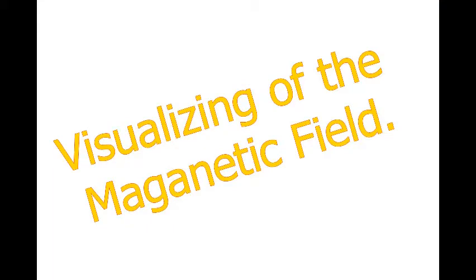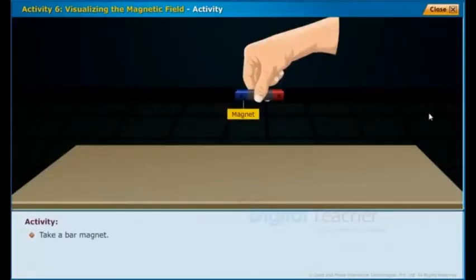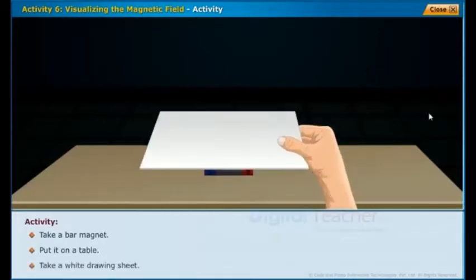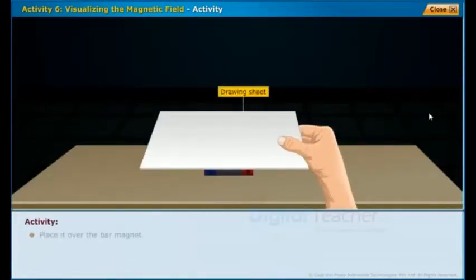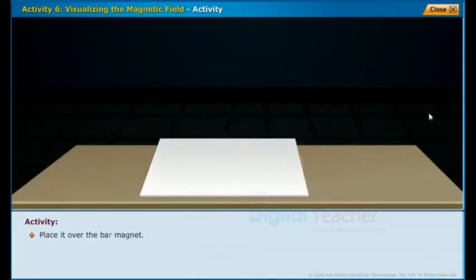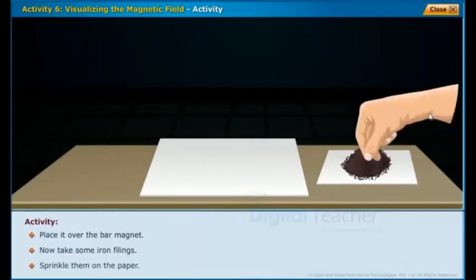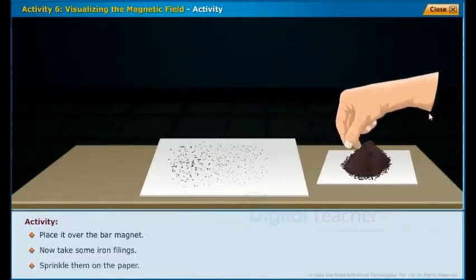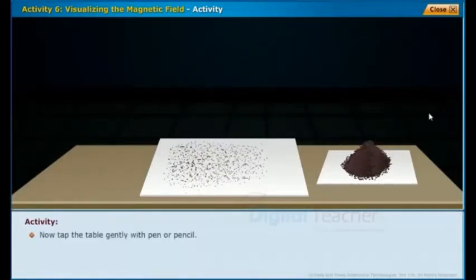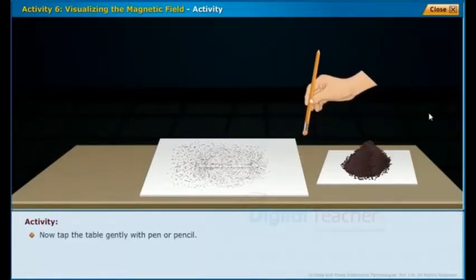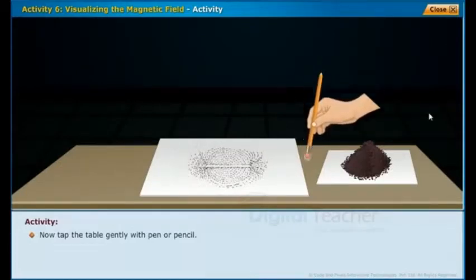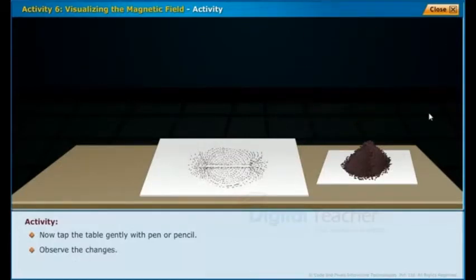Let us visualize the magnetic field. Take a bar magnet, put it on a table. Take a white drawing sheet, place it over the bar magnet. Now take some iron filings, sprinkle them on the paper. Now tap the table gently with a pen or pencil. Observe the changes.